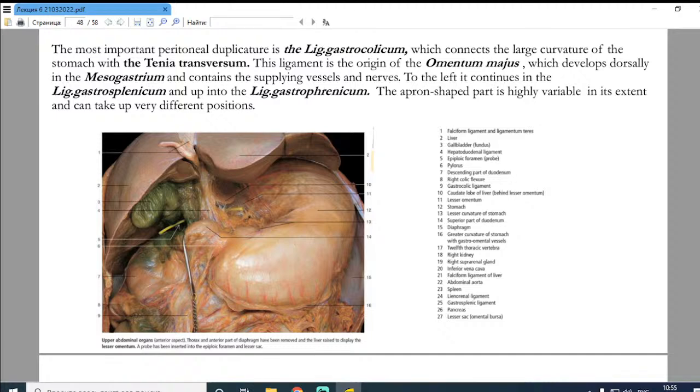To the left, it continues in the ligamentum gastrosplenicum and up into the ligamentum gastrophrenicum. This is gastrocolicum, gastrosplenicum, gastrophrenicum. The apron-shaped part is highly variable in its extent and can take up very different positions.